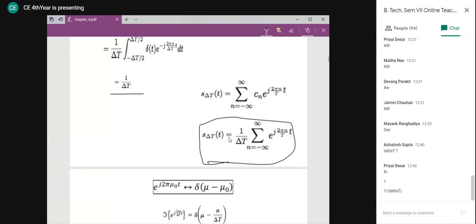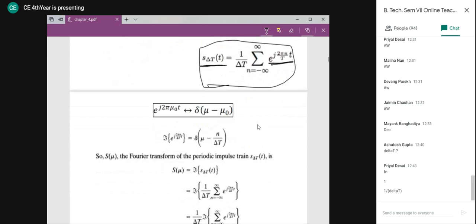Now, if I want to represent my impulse, another way to represent it is as a summation of exponentials. Impulse is also represented as a summation of exponentials. So now let us find out what I wanted. Actually, I wanted to find the Fourier transform of this. That was my original goal. I know these two definitions are equivalent, so I want to find the Fourier transform of this.